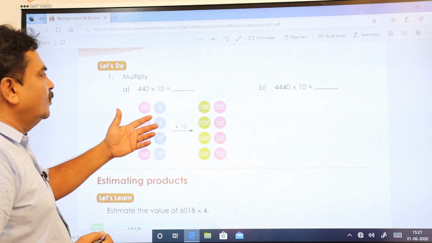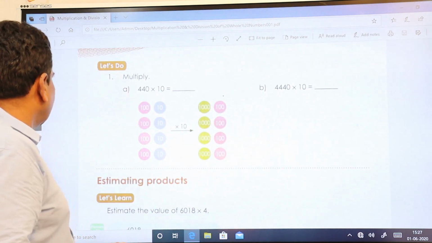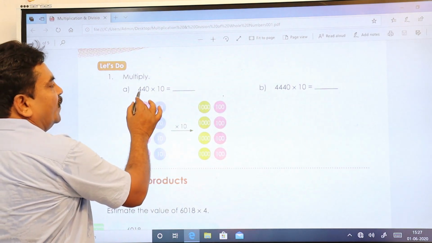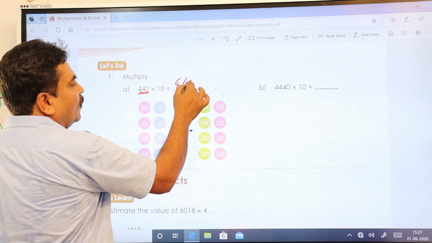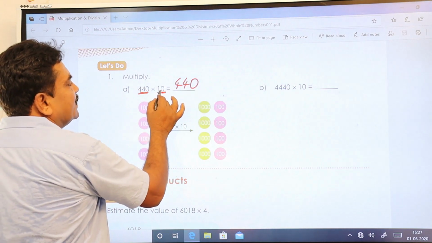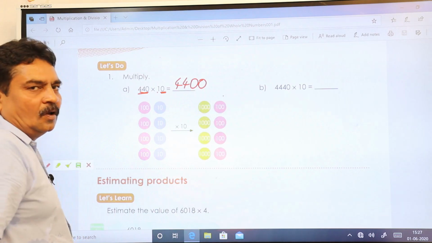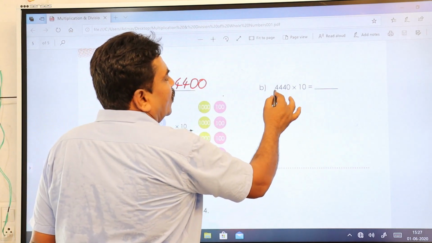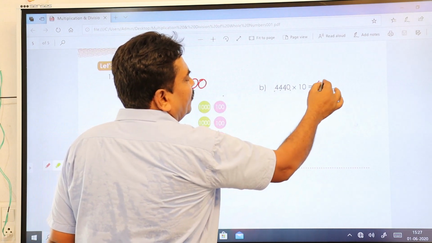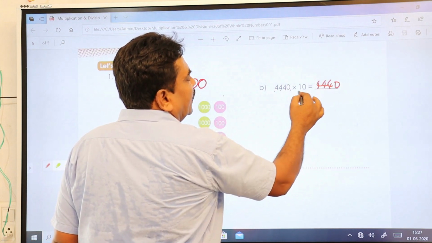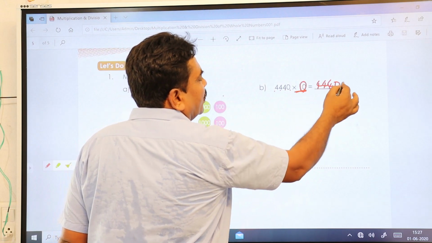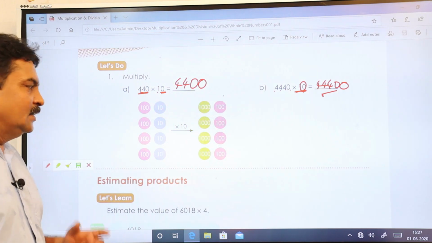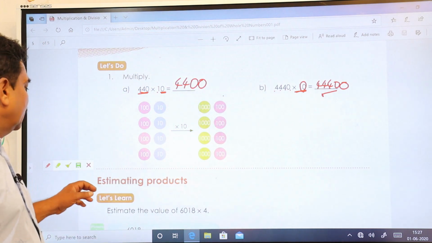Okay, this is what is given. Example, let us do this. You have 440 into 10. First you write down 440, and into 10 means you just keep this 0 here. It becomes 4400. Similarly, the same thing here: 4440. Keep 4440 first. Here, into 10 means you have only one 0, so keep one 0. The answer is 4440 and 0. In that way you are going to do it.